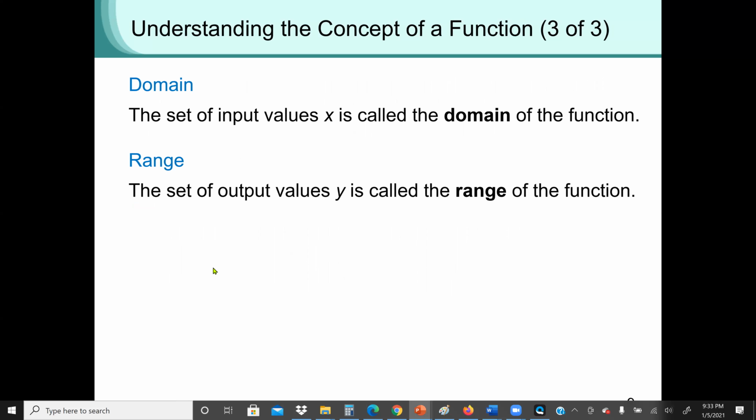Now, we said earlier that the domain is the set of input values. It's also called the domain of the function. And the set of output values y is called the range of the function. So if we are using variables, the domain is the independent variable, and the range is our dependent variable.